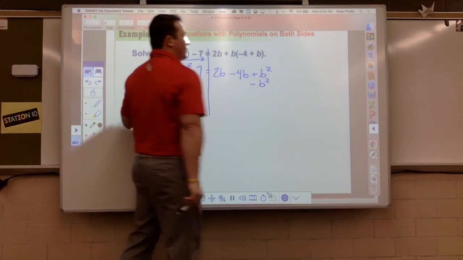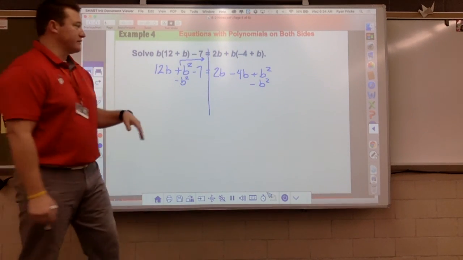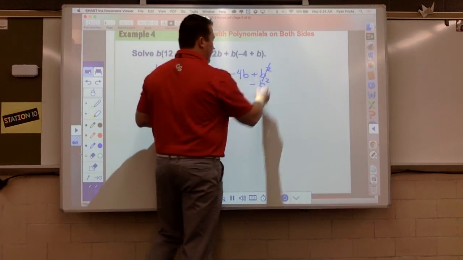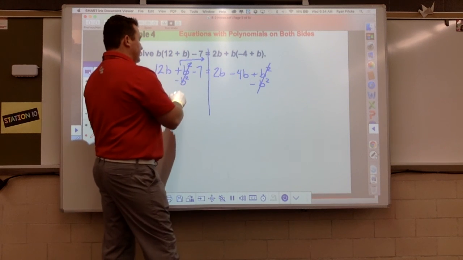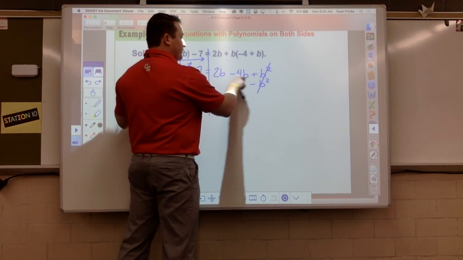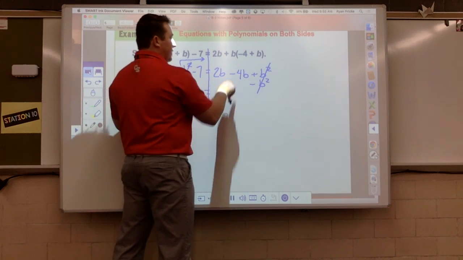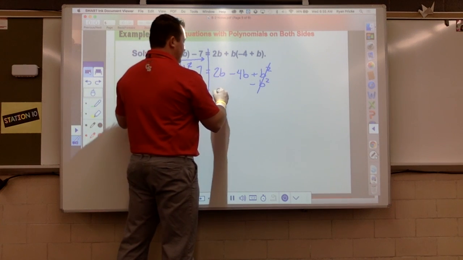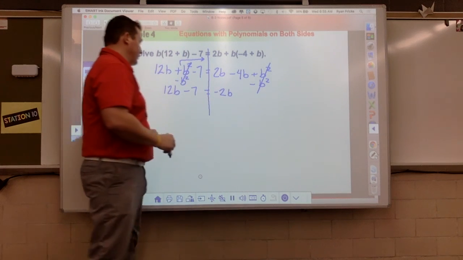Ooh. We don't have to deal with this today, thankfully. All right, these go away. All right, so my b squareds cancel out. I'm left with 12b minus 7 equals, let's go ahead and combine these. 2b minus 4b would be negative 2b.